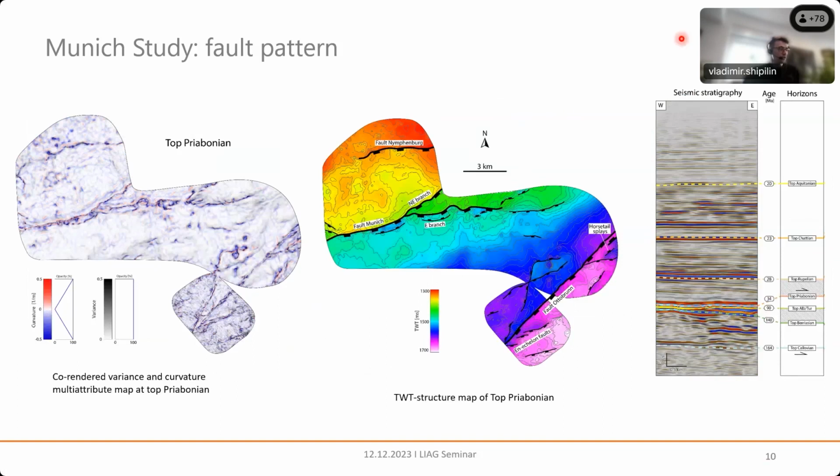So in order to observe the fault pattern, I here show you two maps that were extracted from these 3D surveys. On the left-hand side, we see a multi-attribute map, which is basically a color rendering of variance and curvature attributes. And on the right-hand side, we see a two-way travel time structure map. And these both correspond to top Purbeckian, and top Purbeckian is basically top of the Lithothamnium limestones.